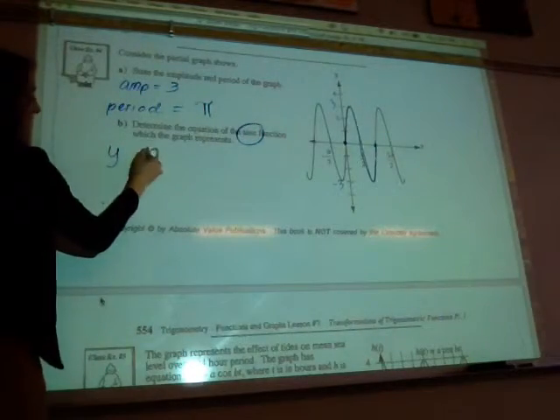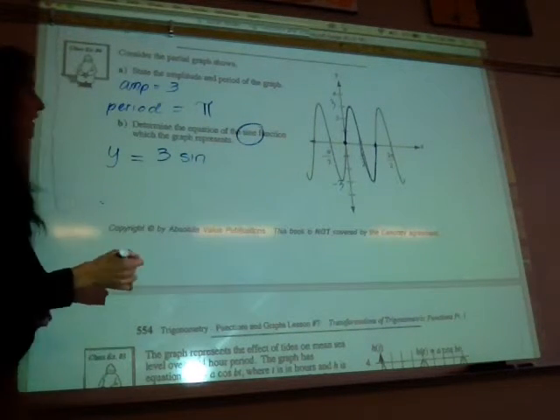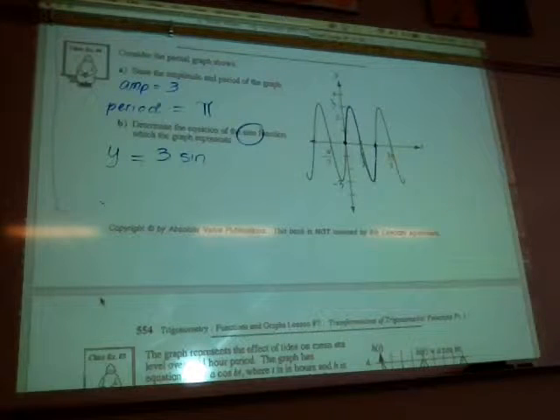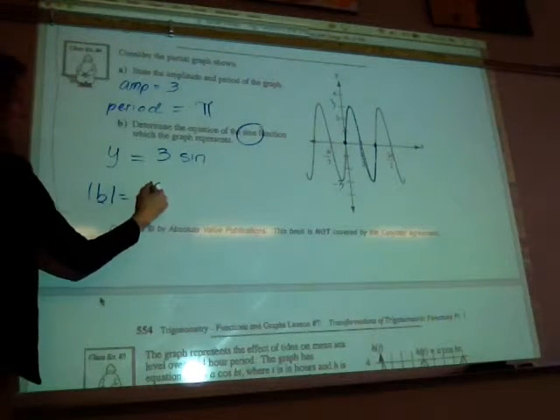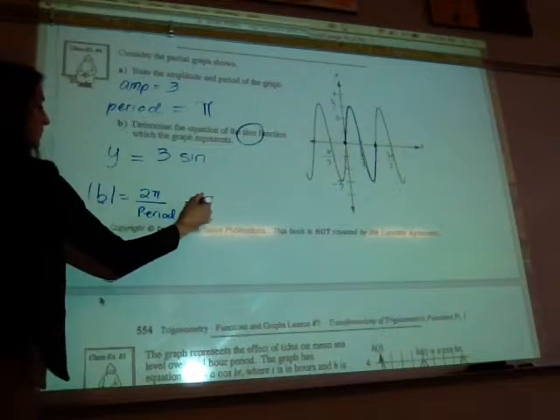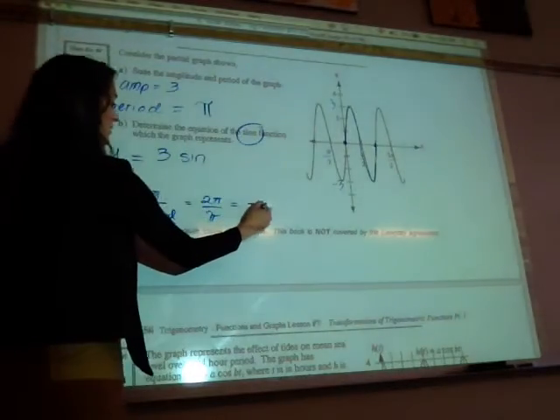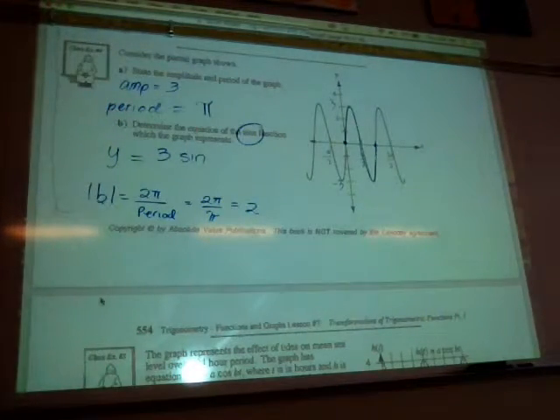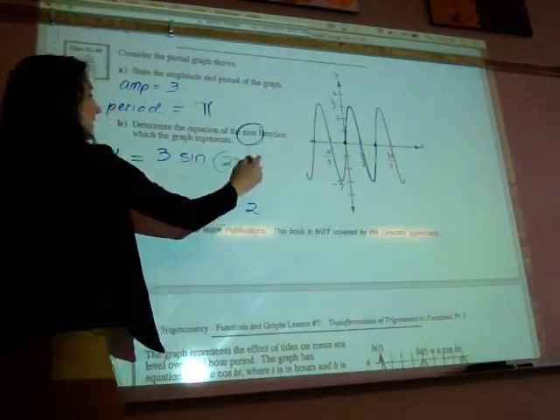Alright, so let's write the equation now. We have y equals our amp, which is 3, times sine. And now, do we know our b value? Not quite yet. We have to solve for that. It's going to be equal to 2 pi over our period, and the period that we found was pi. So we get 2. So when you said 2 before, you were referring to the b value. You're a step ahead, that's alright. So we're going to put 2x in the brackets here.